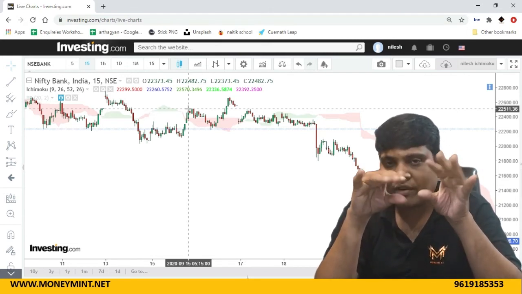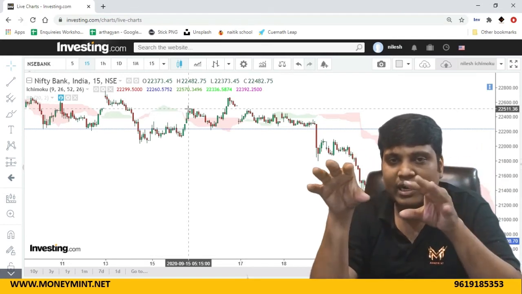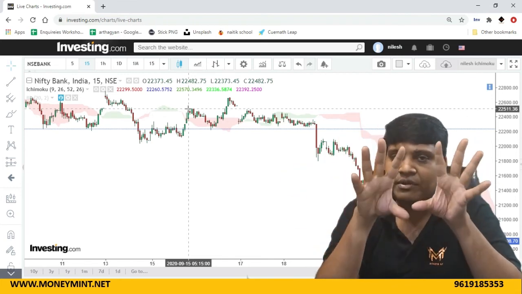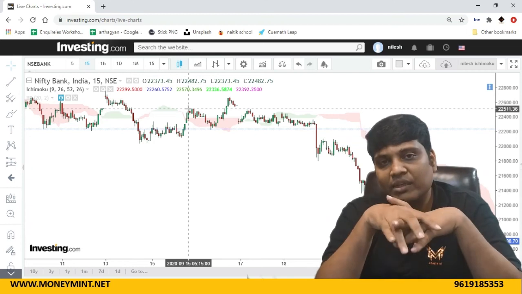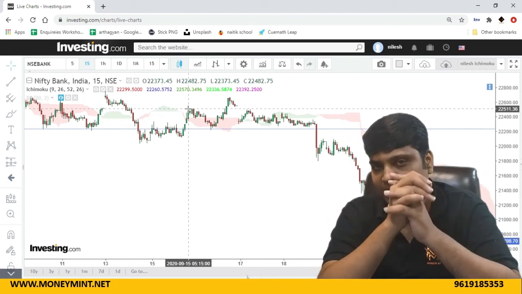And if after some time you find green red happening, that means the market has entered the sideways phase. So you need to wait for some time till the trend emerges. And once the trend emerges, then you can think of taking the trade.